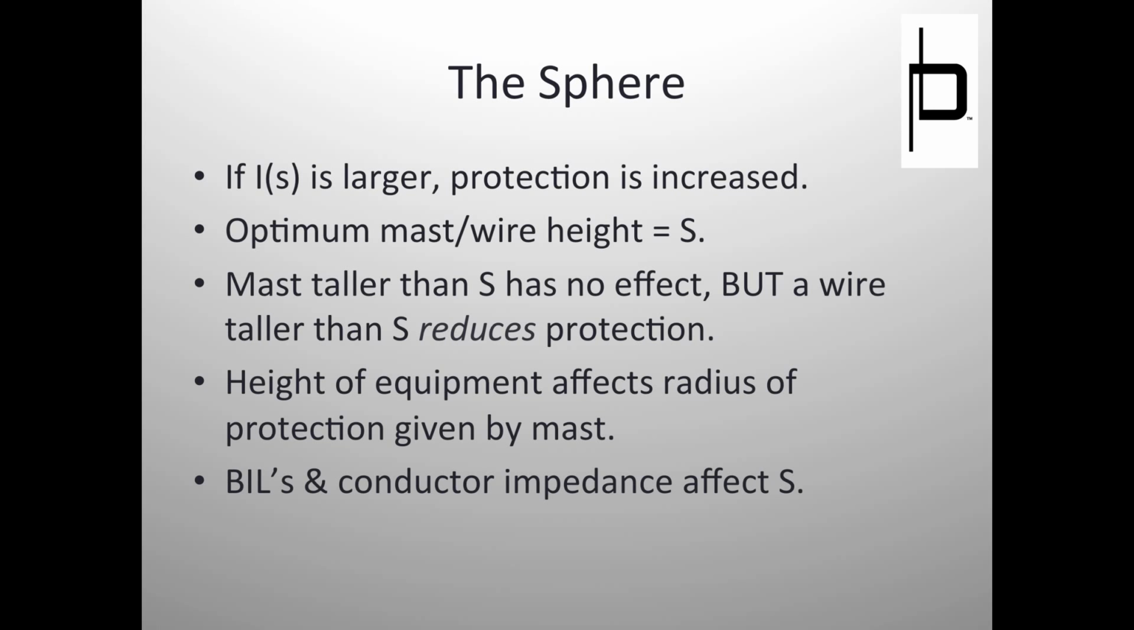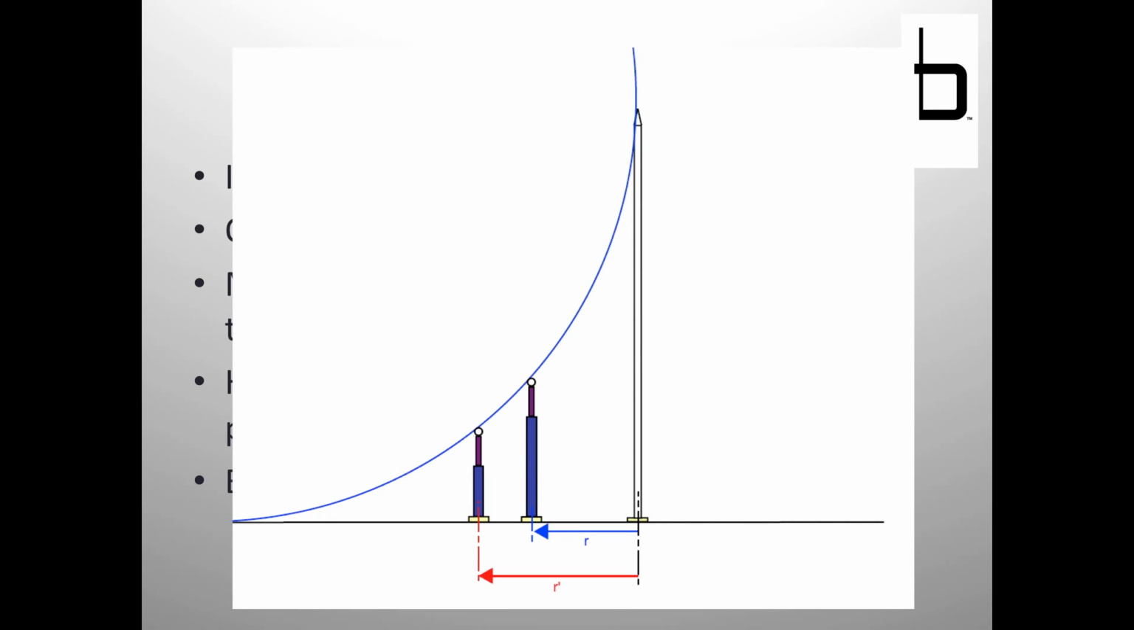All right. The height of the equipment can affect the radius of protection given by a mast. So first off, what is radius of protection? If you remember, the radius of protection is the distance away from a mast or wire that I can put some equipment. If you remember the empirical curves, there was a horizontal factor, X. Yes, the horizontal factor X, 65 feet. That's right. And that tells you how far away you can put your equipment. So if this is the sphere and this is the mast, you can see that taller equipment has a reduced radius of protection versus shorter equipment.